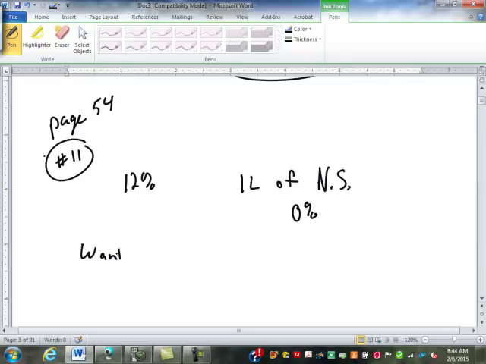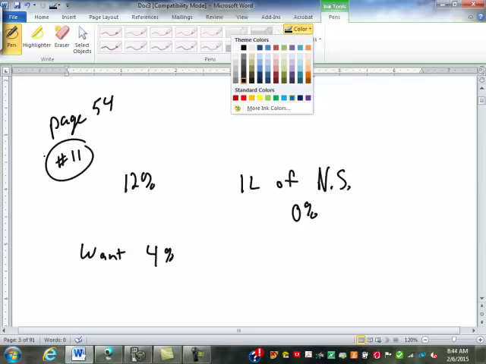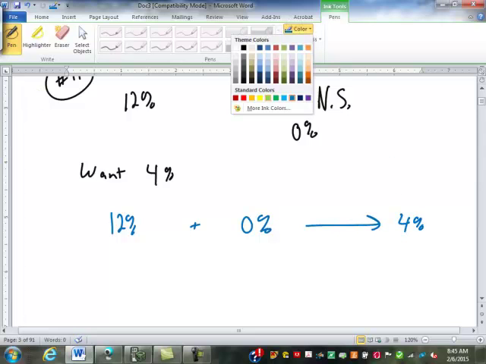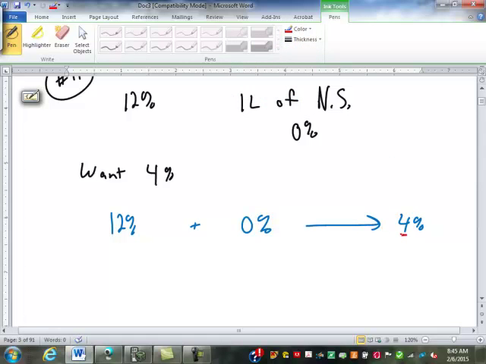We want, in this case, a result that is 4% NaCl. So 4% sodium chloride. So our ingredients here, 12% and 0% are going to try to give us 4%. Now again, before we even start, the 4% is closer to the 0, so we're expecting to use more of the 0%, more of the neutral solution here. We have 1 liter of that neutral solution.